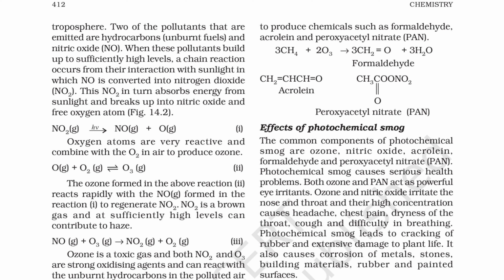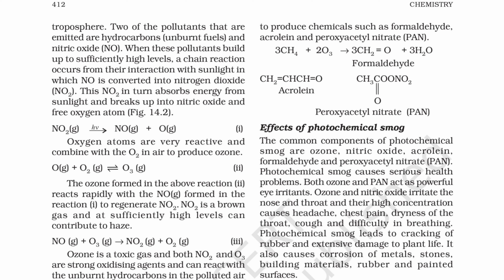Effects of photochemical smog. The common components of photochemical smog are ozone, nitric oxide, acrolein, formaldehyde and peroxyacetyl nitrate, PAN. Photochemical smog causes serious health problems. Both ozone and PAN act as powerful eye irritants. Ozone and nitric oxide irritate the nose and throat and their high concentration causes headache, chest pain, dryness of the throat, cough and difficulty in breathing.